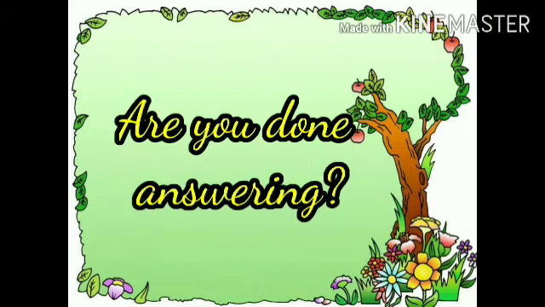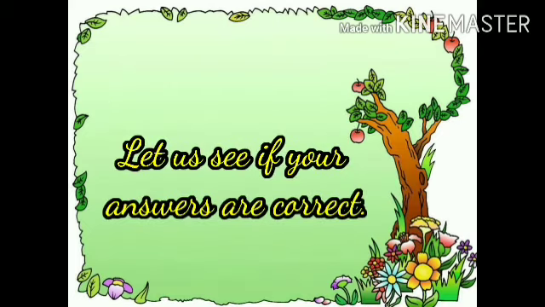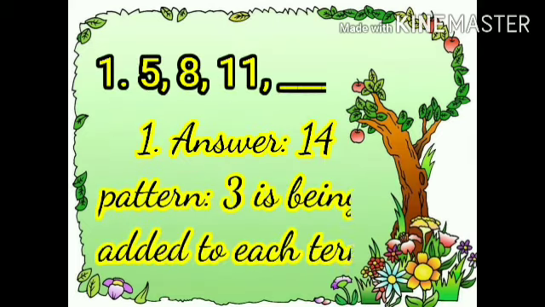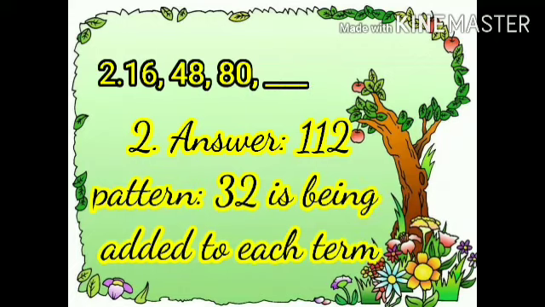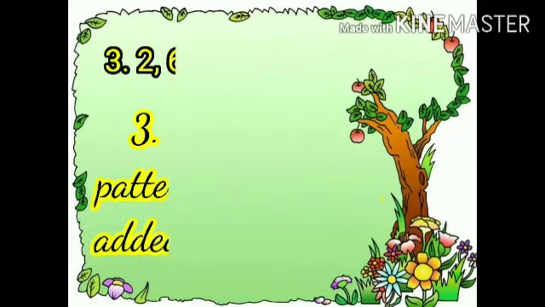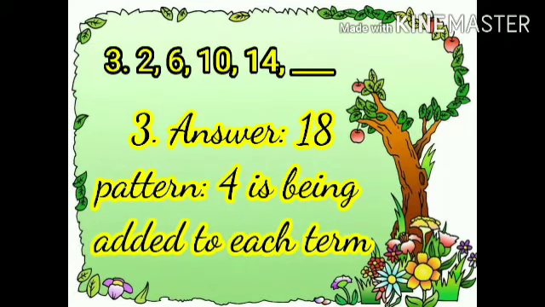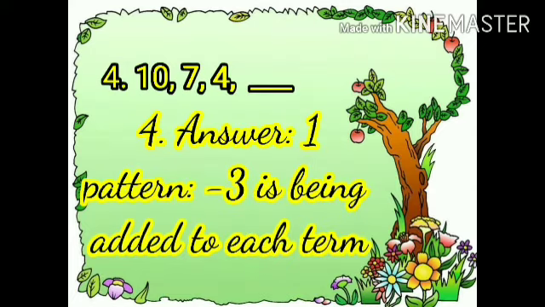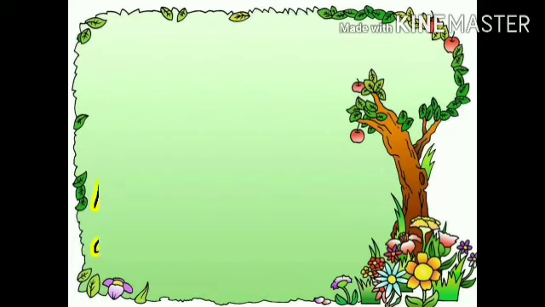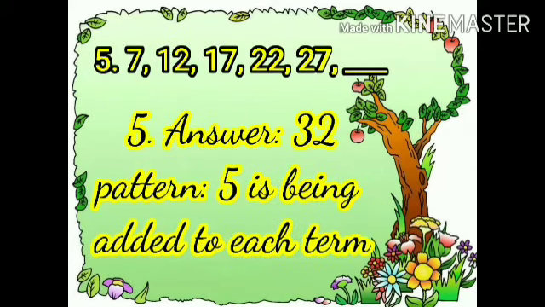Are you done answering? Let us see if your answers are correct. 1. The answer is 14. 3 is being added to each term. 2. 112. 32 is being added to each term. Number 3. 18. 4 is being added to each term. Number 4. 1. Negative 3 is being added to each term. Number 5, 32. 5 is being added to each term.